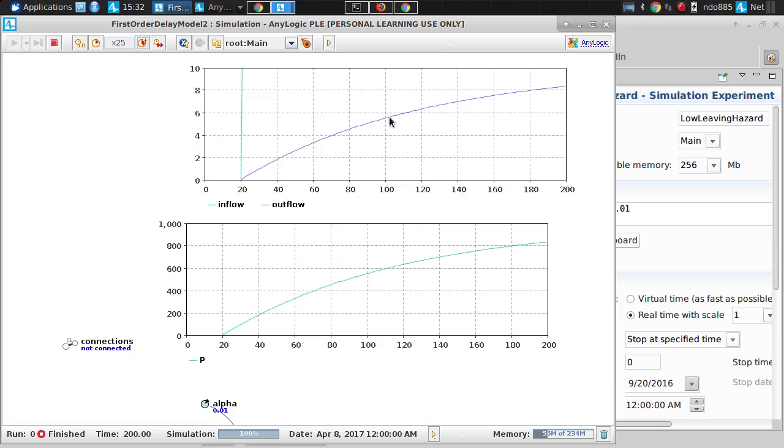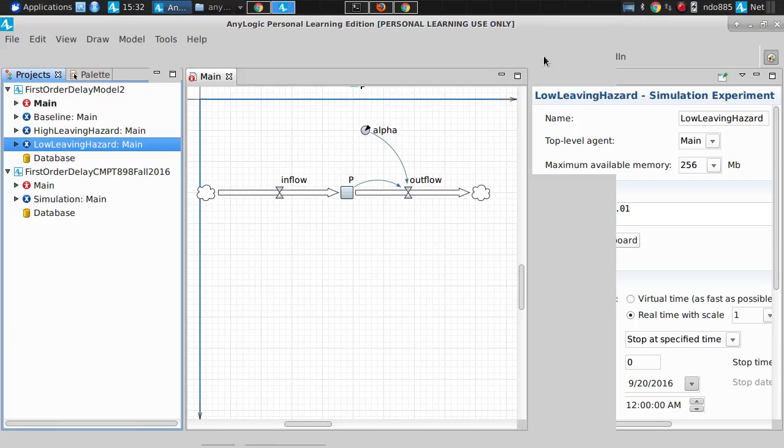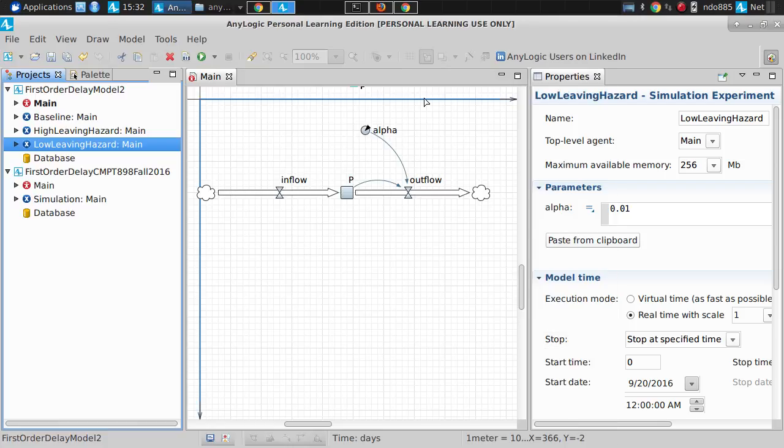Okay, now there's a couple key points I want to take away from this. This has been very abstract, but let's think about this in terms of its implications. So one thing, ladies and gentlemen, is that when we specify alpha, we're specifying the length of the delay. In this case, the outflow is like a mirrored version of the inflow, just with some twisting going on.